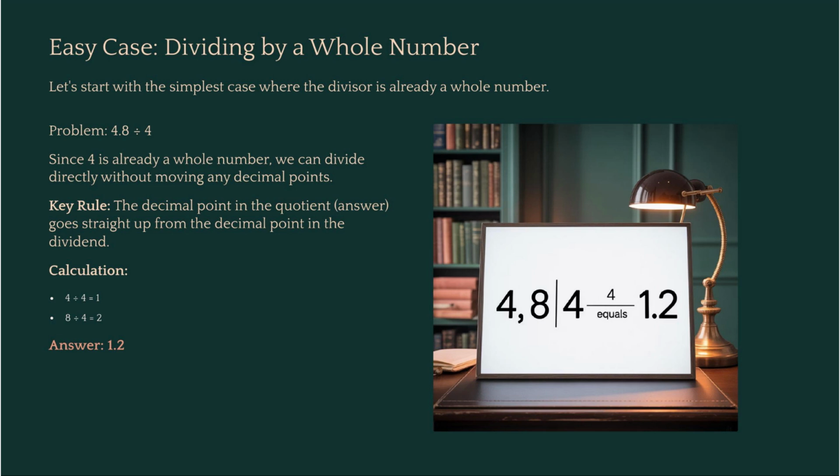Example 5 is a simple case. 4.8 divided by 4. Since 4 is already a whole number, we don't need to move the decimals. We just place the decimal point in the answer straight up. 4 divided by 4 is 1, and 8 divided by 4 is 2. The quotient is 1.2. This is the easiest type of decimal division.